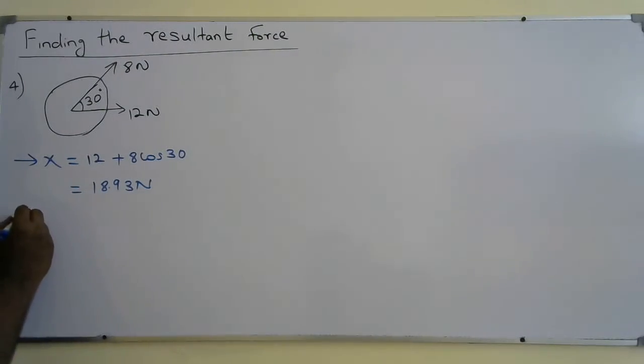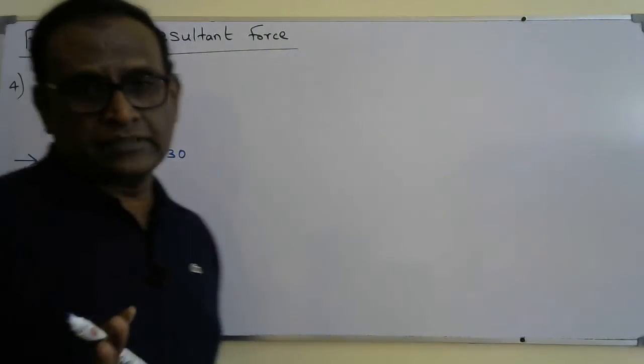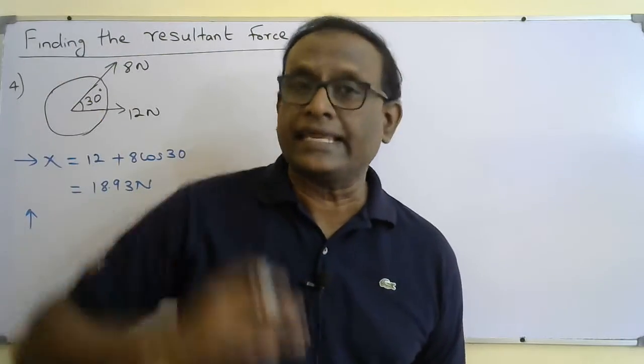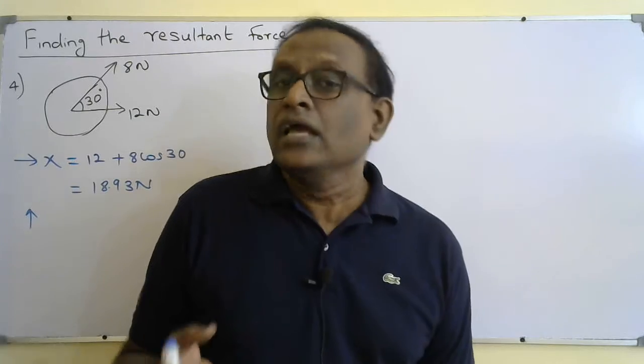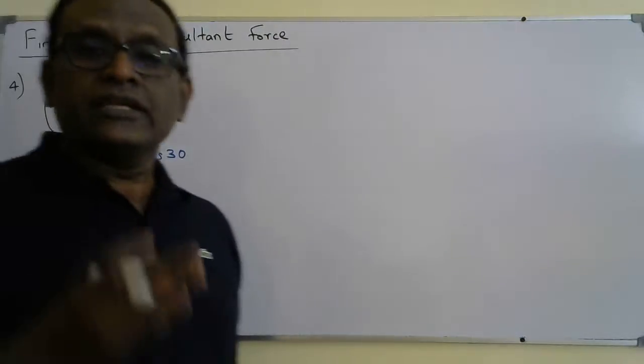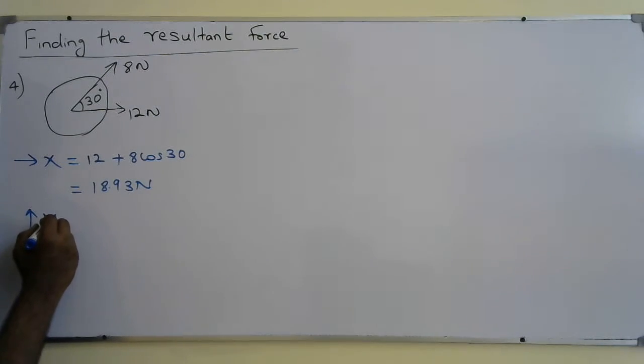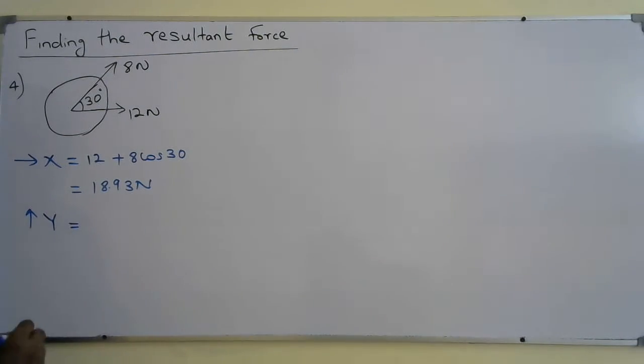Then find the total vertical component. I am taking upward direction positive. No reason. I can take downward direction positive, which means then upward direction will be negative. No reason. I am just taking upward direction positive. So anything towards down will be negative. Okay, so I am taking upward direction positive. I'll denote by y. Okay, one by one we'll take it.